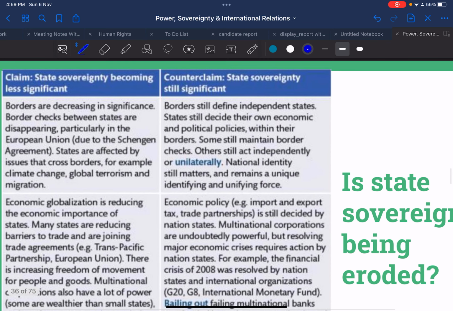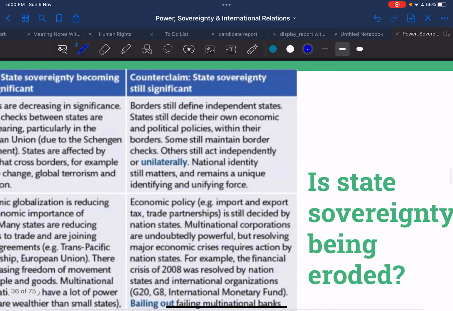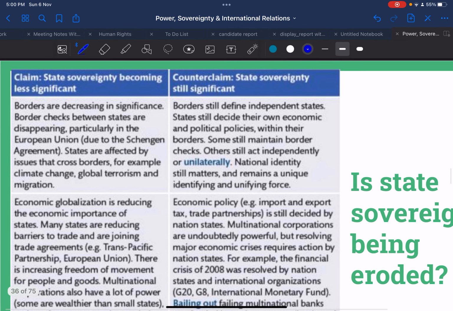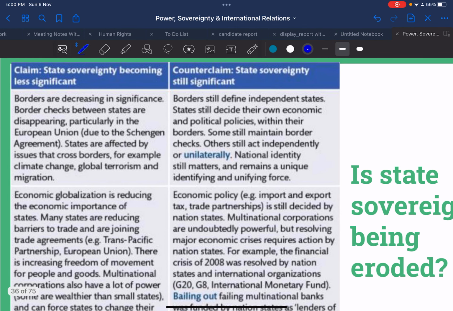Now further to this, we have this question from IB: is state sovereignty being eroded, right? This screenshot is from the Pearson notebook, and there are 5 claims and counterclaims over here. The first claim is on the basis of border. This is a claim which agrees that state sovereignty is becoming less significant. Eroding means less significant, right? Weakening. Or the counterclaim that no, it remains the same.